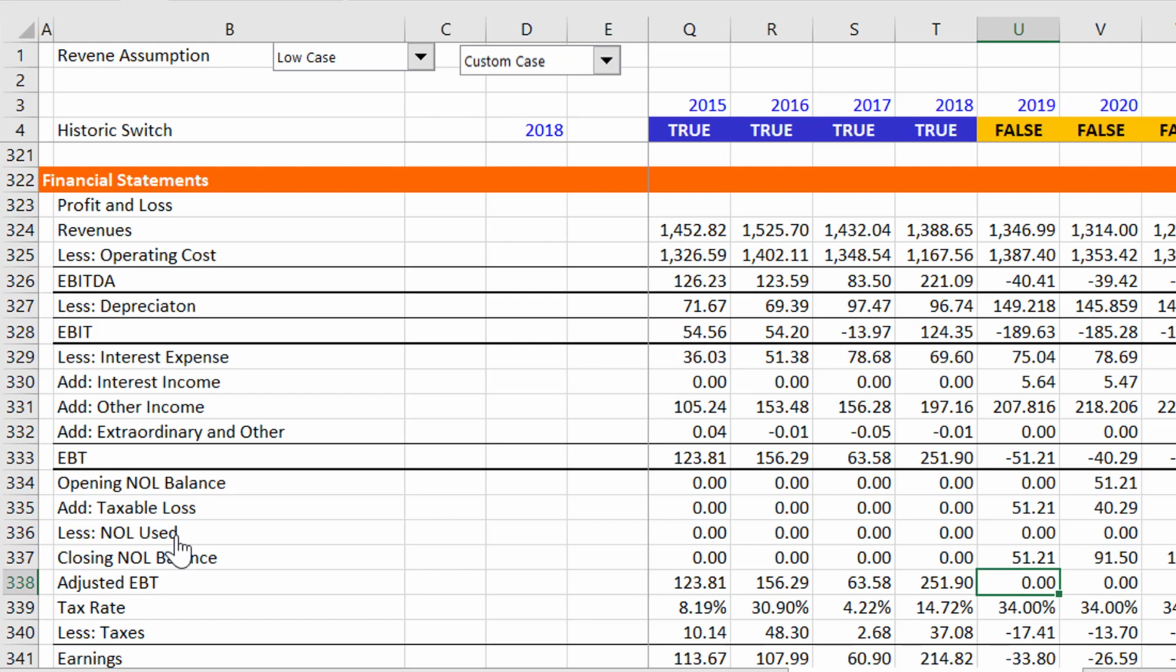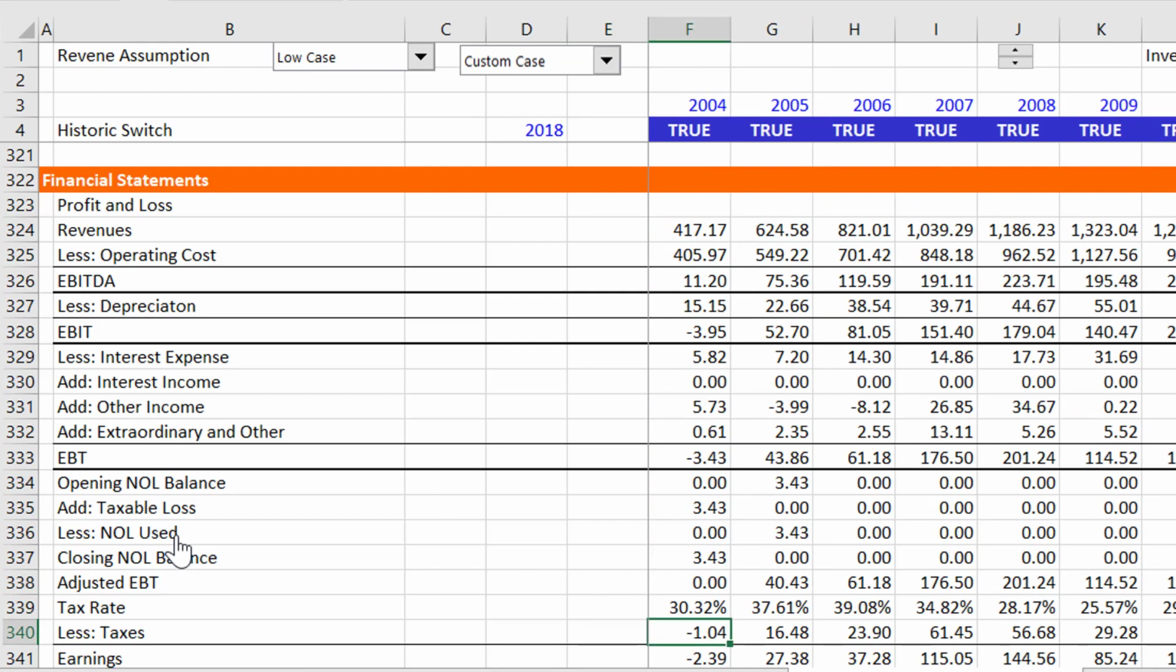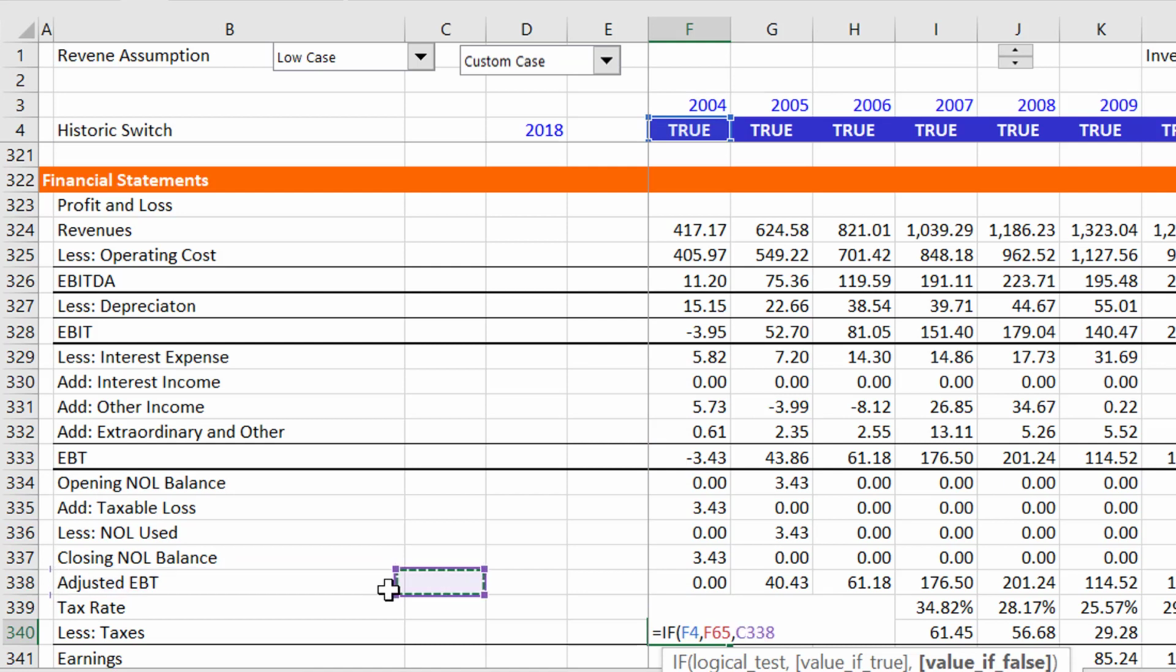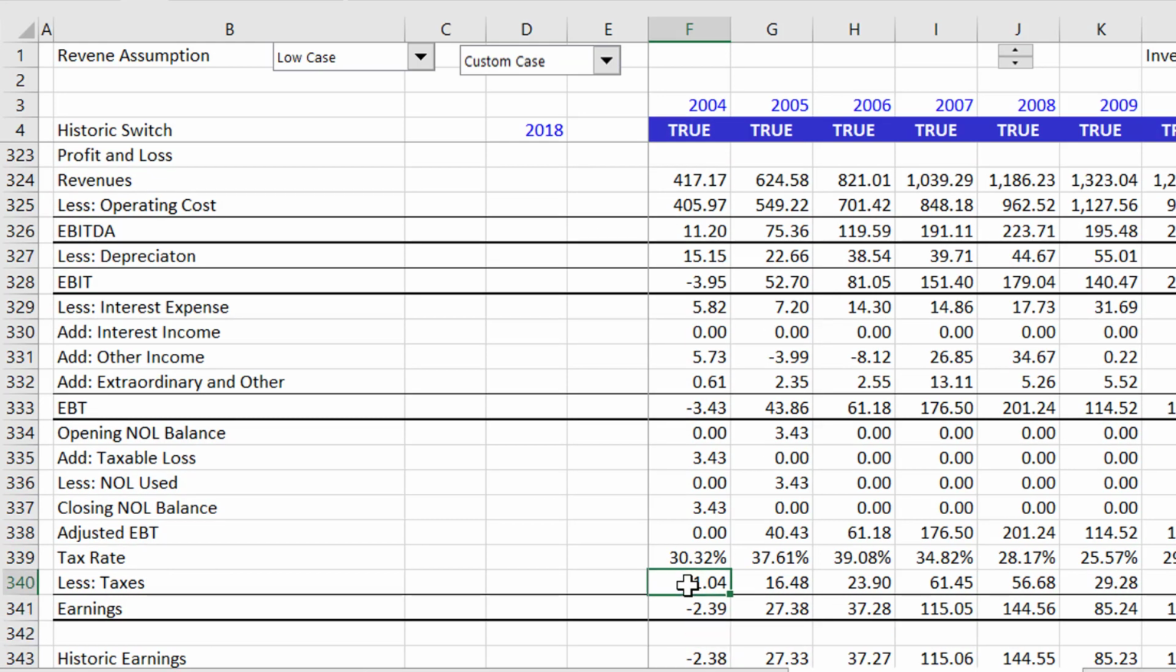And then we have the taxes here are not ever negative. The taxes, we have to leave this here for the history, but the taxes are the tax rate multiplied by the adjusted EBT, only for the prospective period. Okay, so we have that.